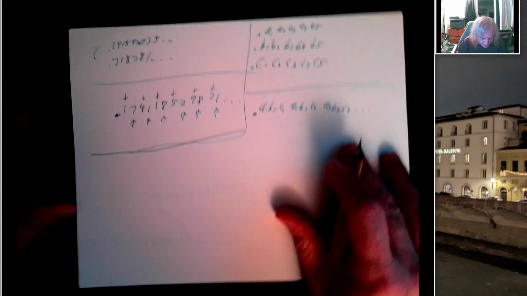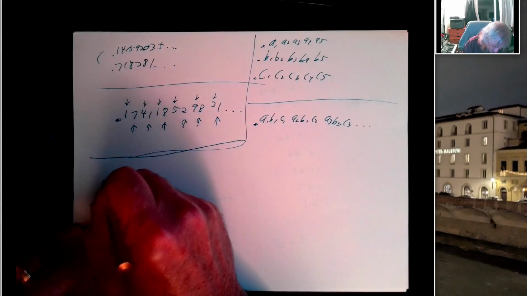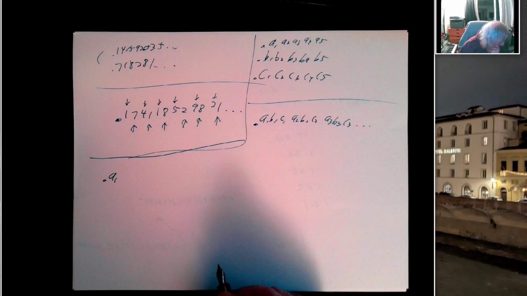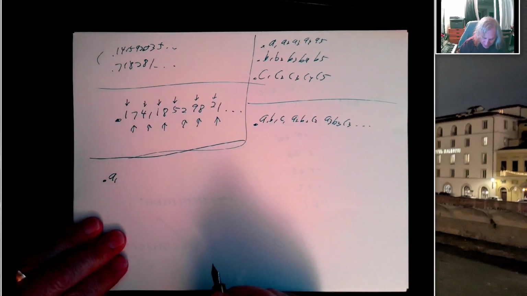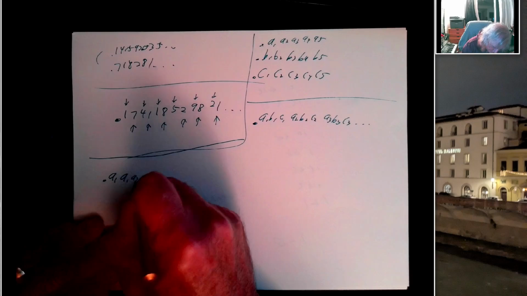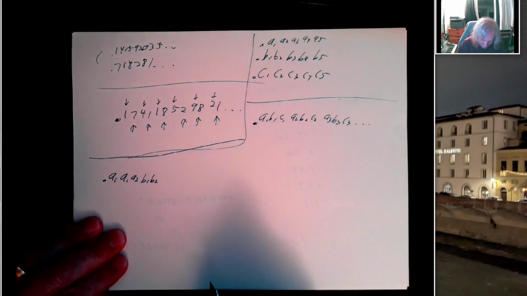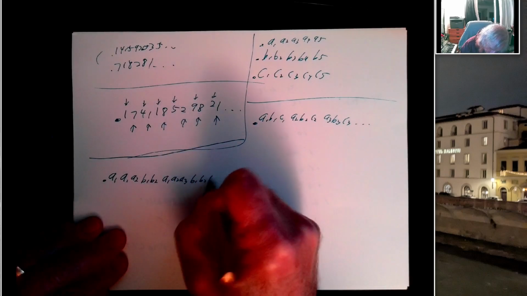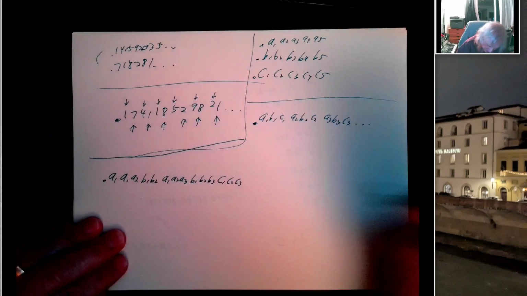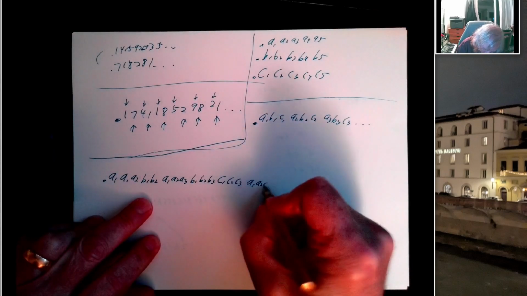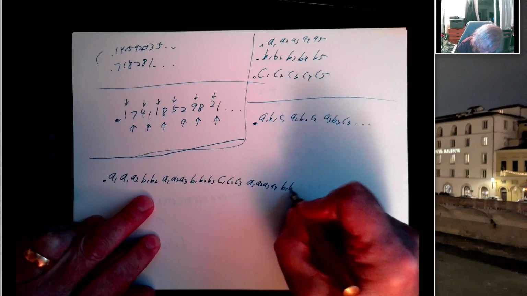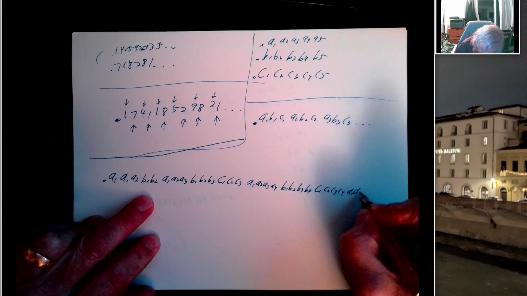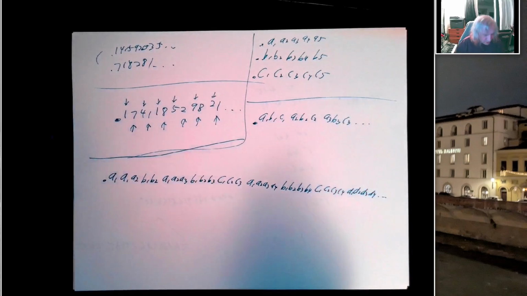But I can do a different kind of interleaving. I can say, okay, first I'm going to store one digit of my first number. And then I'm going to store the first two digits of my first two numbers. And then I'm going to store the first three digits of my first three numbers. And then I'm going to store the first four digits of my first four numbers. And so on.